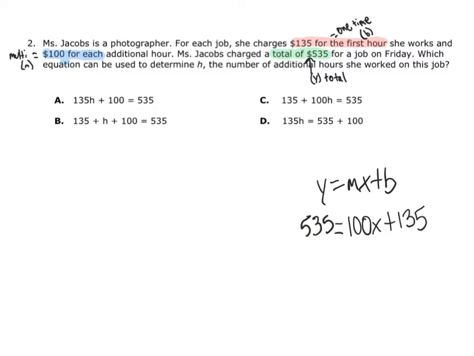Right now we can eliminate one answer, which is D, because it has 135H by itself. The rest of them have our 535 and the equal sign. Next, we're going to look at the 100X, or H in this equation. So we notice that this one has our 100H, and that's actually it. So we can eliminate B and A. We are left with C. Now let's go ahead and check just to make sure it's the plus 135, and it is. So C is your answer.